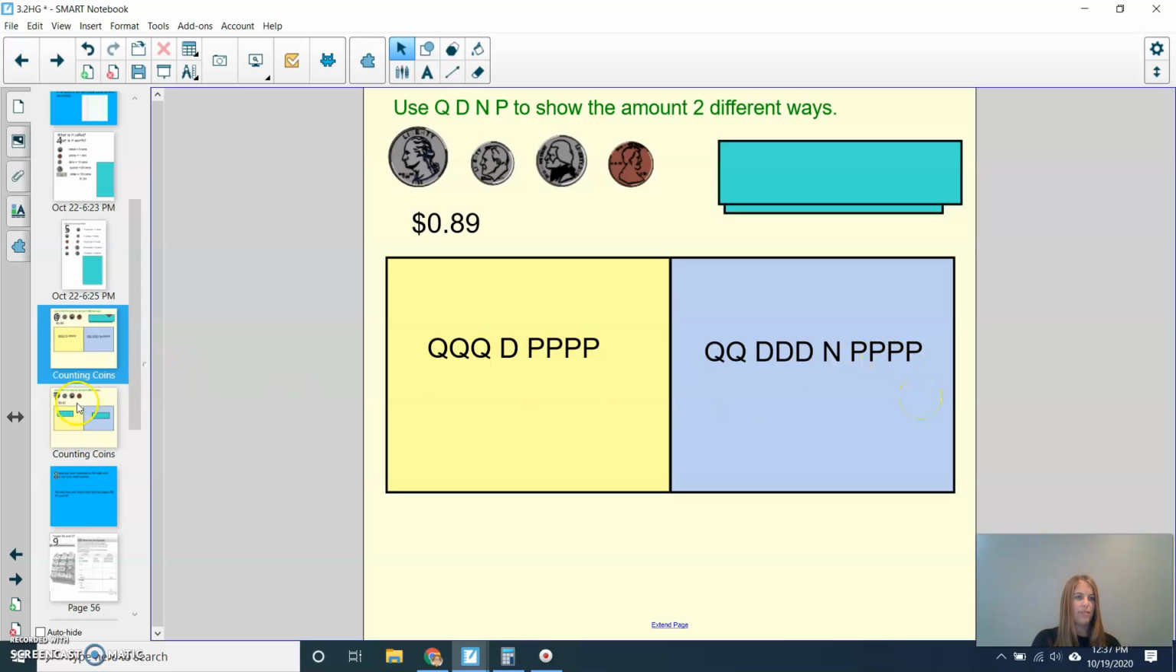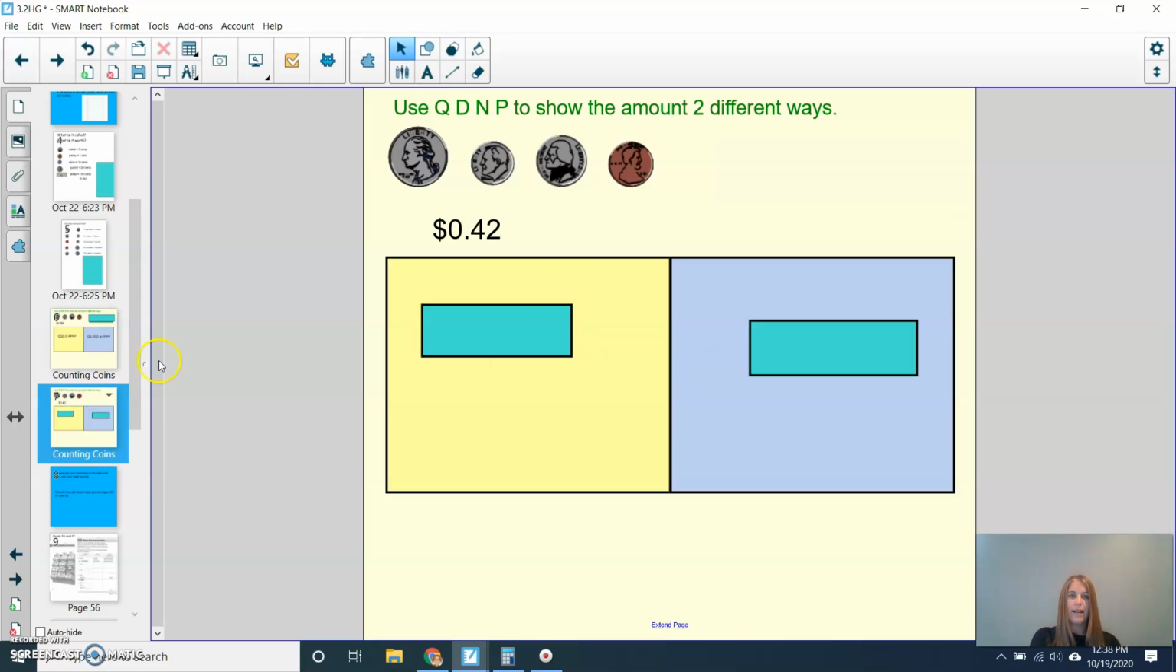Let's try one more problem like this. How can you show me 42 cents two different ways? Press pause and then play when you're ready to check.